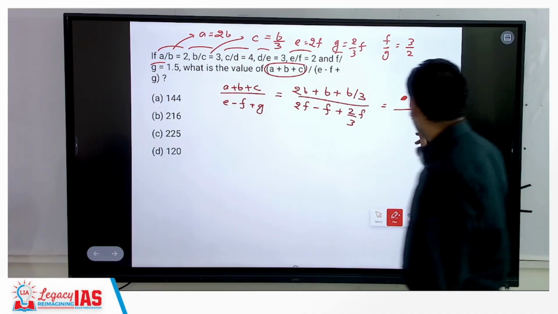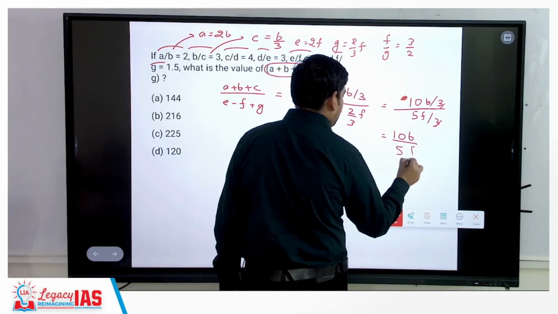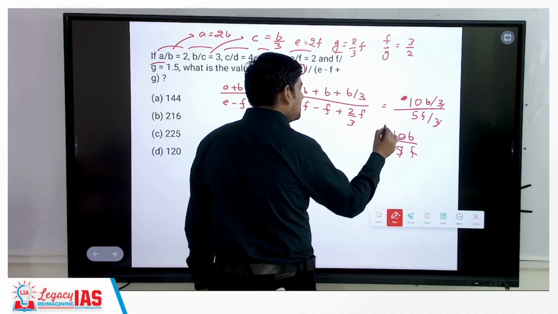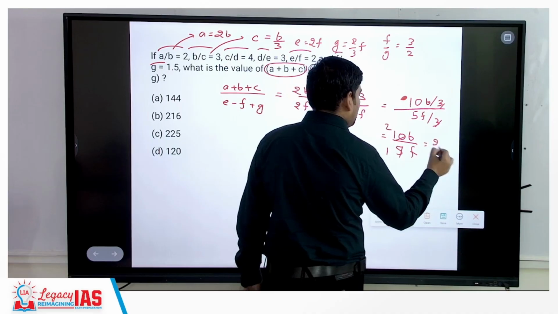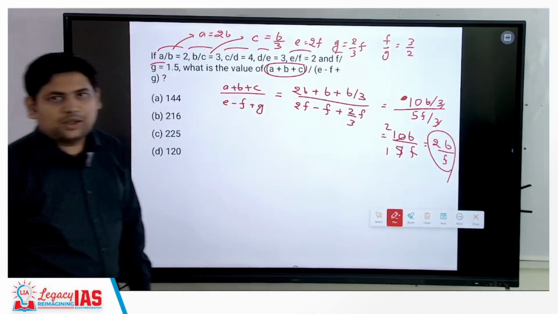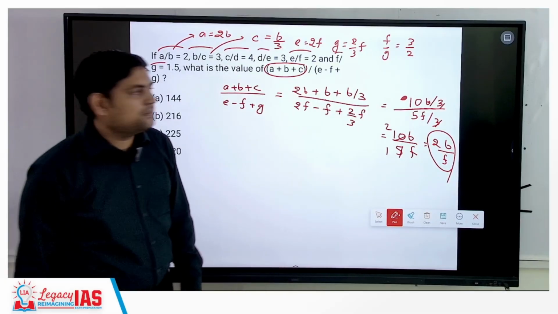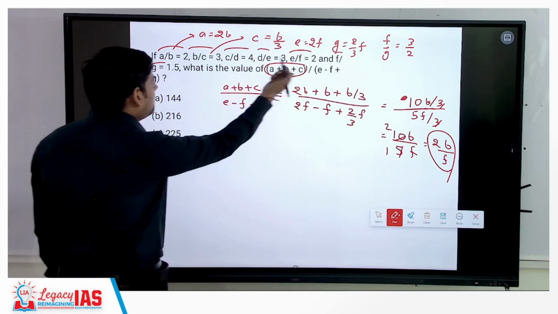What you will be left with is 10B by 5F. Now this also gets cancelled out. So 1 by 10, 2 by 10. Eventually what you will need is 2 times B by F. This is what you need in this expression, that is 2 times B by F. Now it is very easy. How do you find B by F?